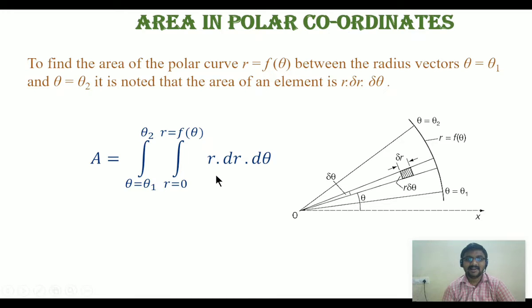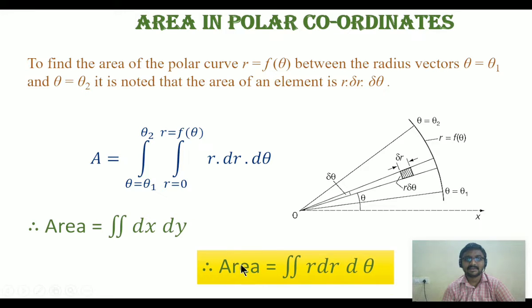Thus, to evaluate the area in Cartesian coordinates, the area is the double integral dx dy. But in polar coordinates, the area formula is the double integral r dr d theta. Now, applications of double integrals.